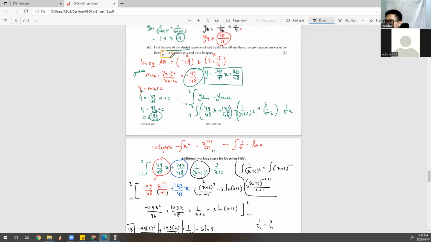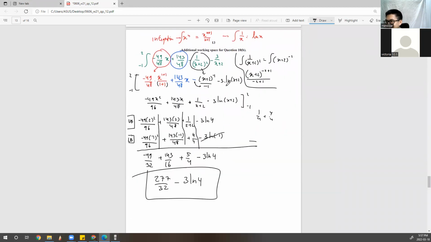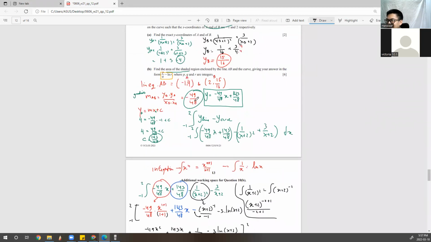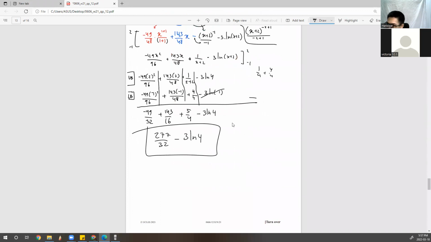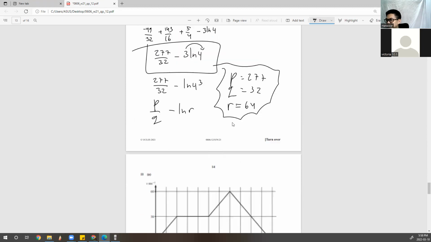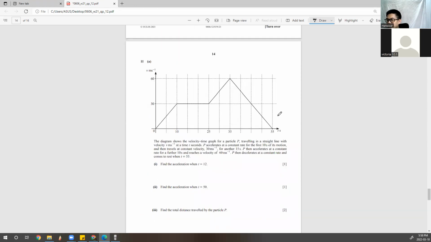Look at this, Vicky. P over Q minus ln R. See? Oh, we still have the 3. Okay, use the rule. 277 over 32 minus ln 4 cube. Remember, go to the right side, becomes cube. So this is P over Q minus ln R. So P equals 277, Q equals 32, R equals 64 for cube, right? Finish.